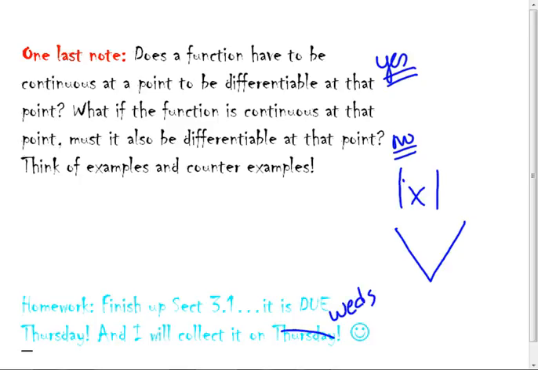Wednesday. I'm not saying we're going to collect it. That's old. Okay? So you should, between today and tomorrow, be working on 3.1. Are there questions on anything you want me to look at from 2.4? Yes. We have time.